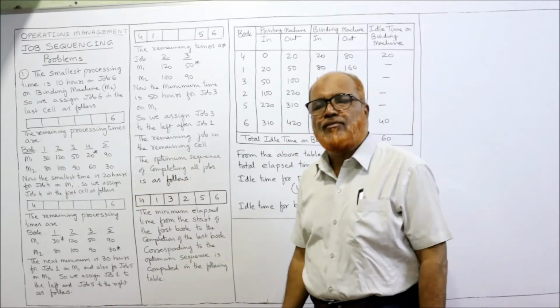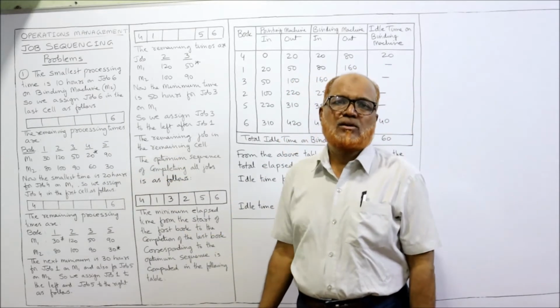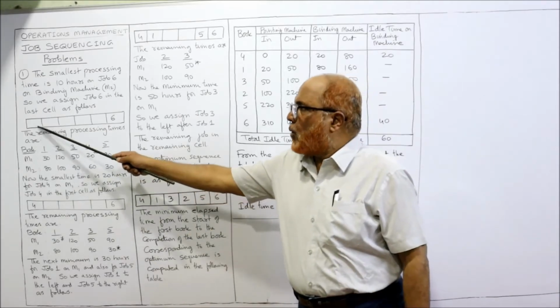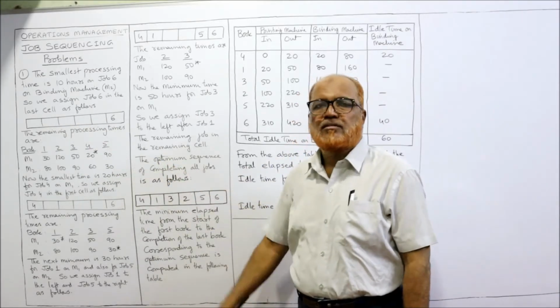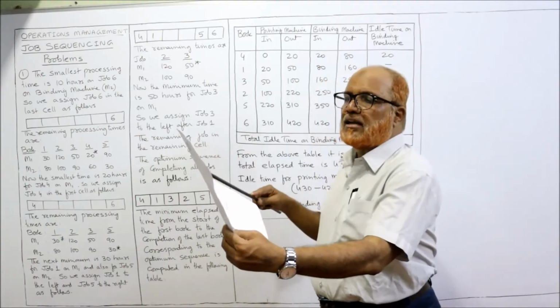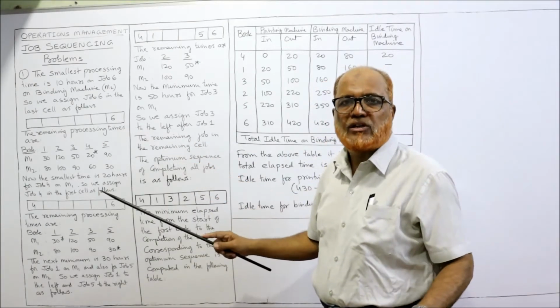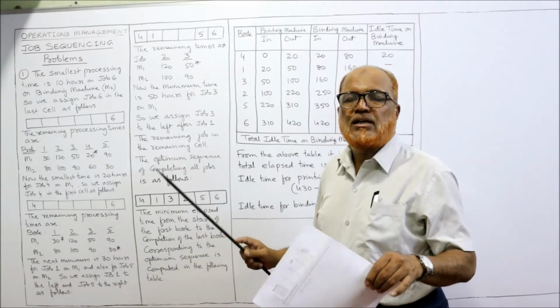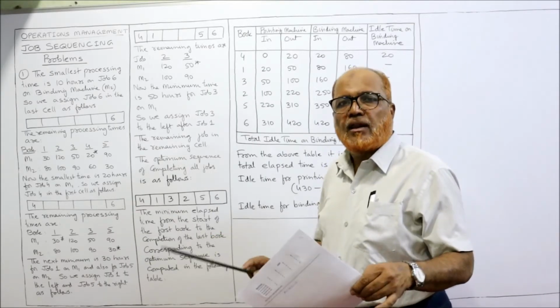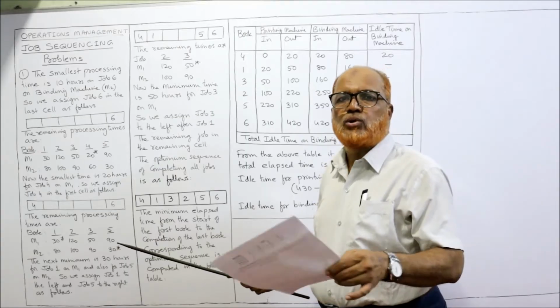How many jobs do we have? 6. So make 6 cells like this: 1, 2, 3, 4, 5, 6. And the smallest time is 10 hours for the 6th job. So assign 6 here. One job is finished. Now we will not consider the 6th job. The remaining jobs are only 5: 1, 2, 3, 4, 5.